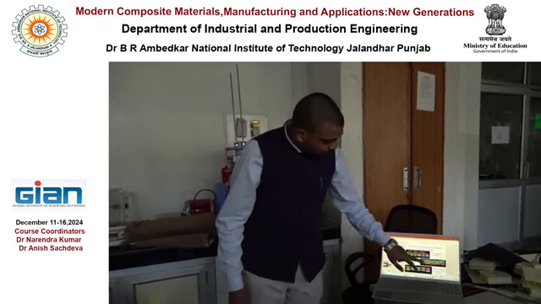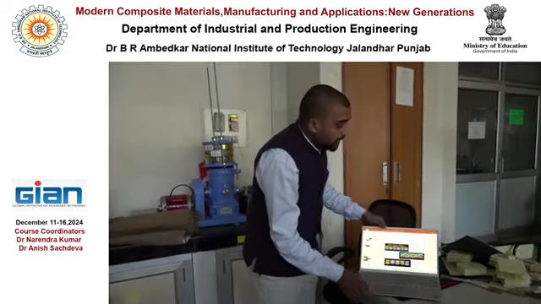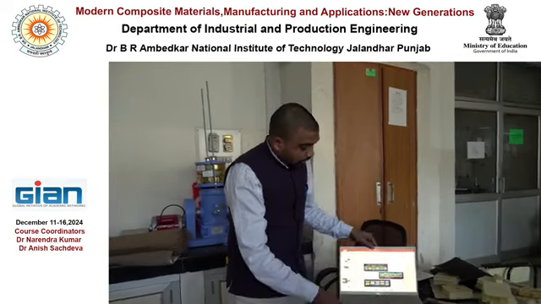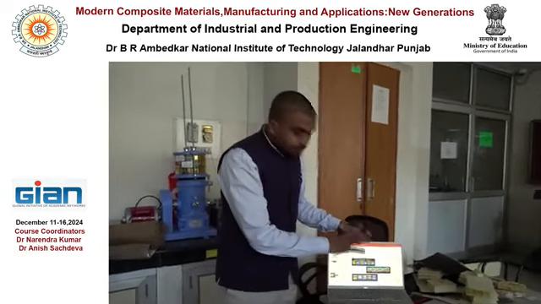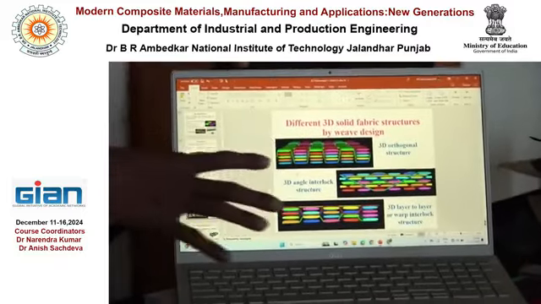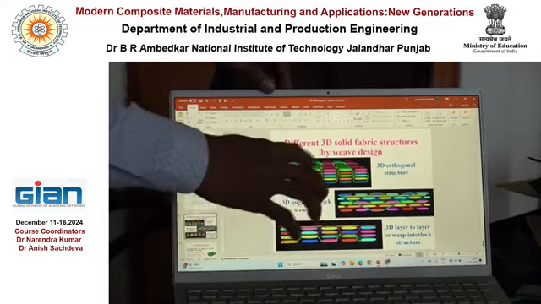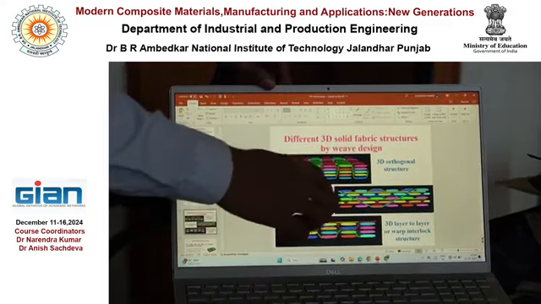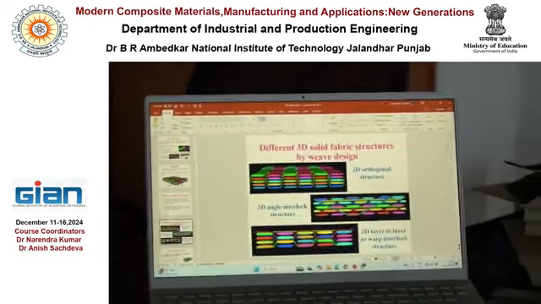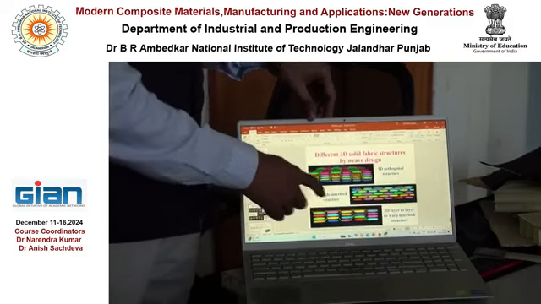You can have angle interlock structure. Here in orthogonal your binder yarn is 90 degree, meaning all the yarns in this particular structure are 90 degree. If you look at this, you will see that the binder is making 90 degree here also. In case of angle interlock, your binder is going through the structure at a certain angle. So that's why we call it an angle interlock structure.